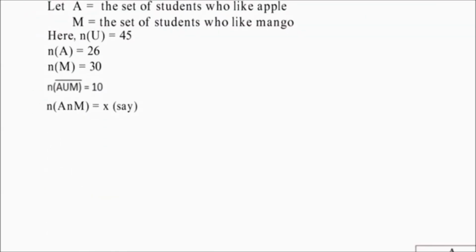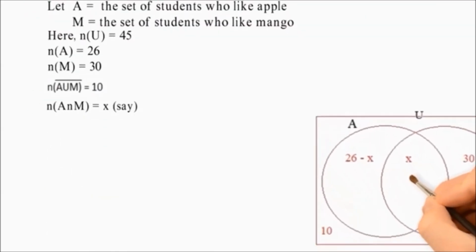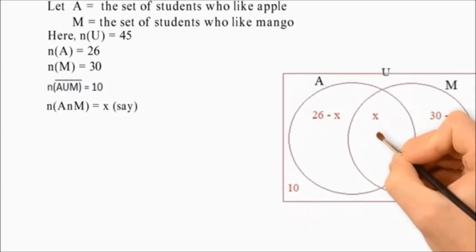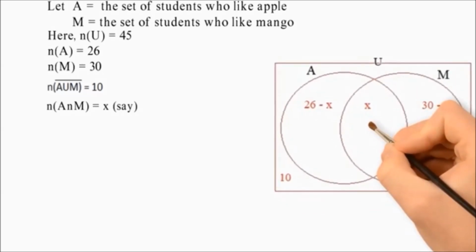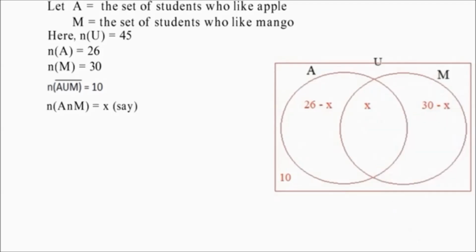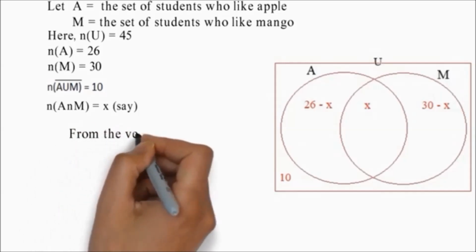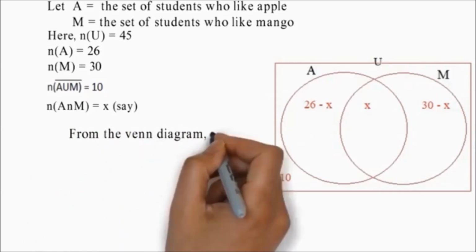Let us draw a Venn diagram and fill the cardinality for this. First, we write x in the intersection of A and M. Next, n(A) is 26, out of which x is already written in the intersection. So write 26 minus x in the portion of n(A only). Similarly, write 30 minus x in the portion of n(M only). Finally, fill the portion of n((A ∪ M)') by 10.